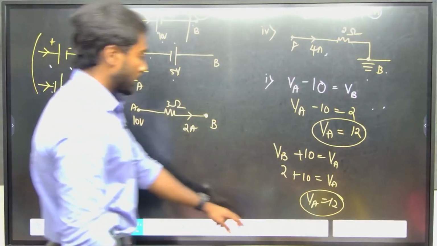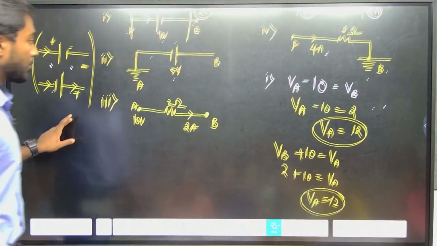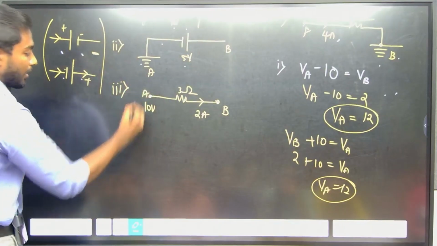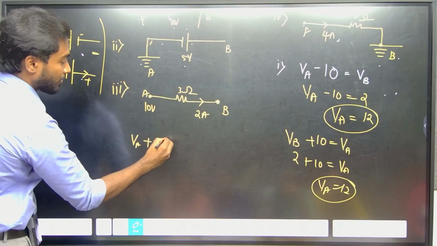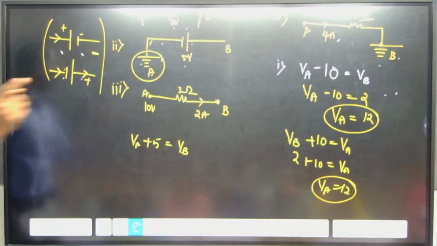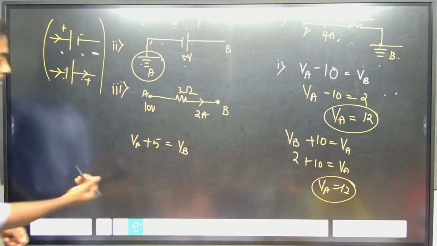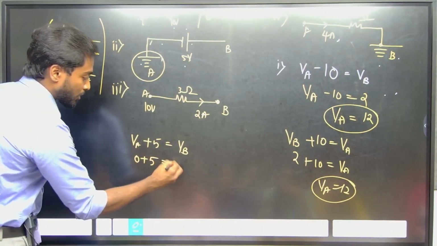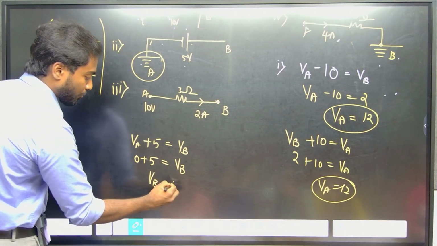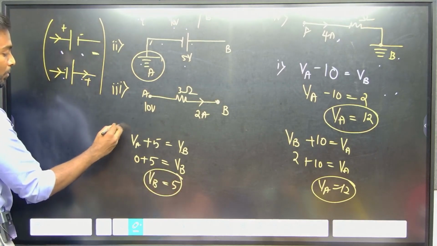I will go for the second one. Don't copy, let me complete. So I have started with the second one with A. So VA, entering in minus, exit in plus. So plus 5 should be equal to VB, but it is earth, no? When I connected with earth the potential will be 0. So 0 plus 5 will be equal to VB, which is nothing but VB equals 5. So this is the second one.